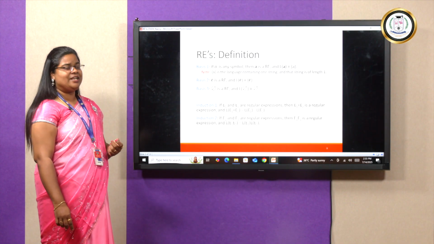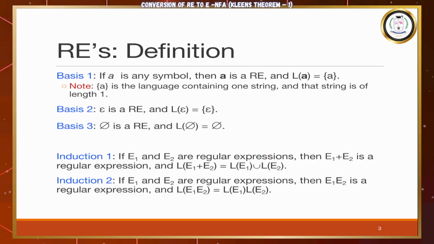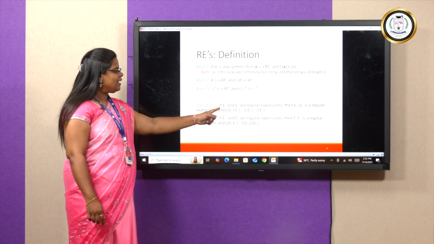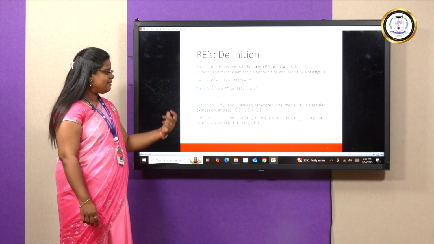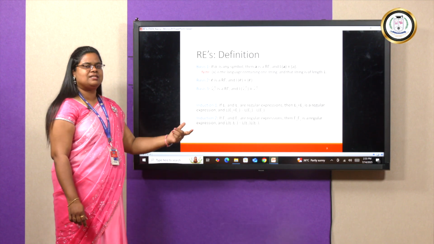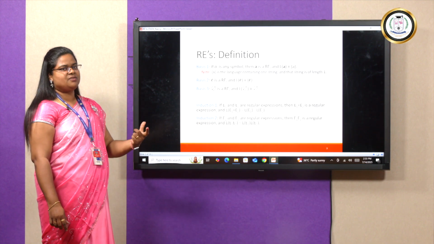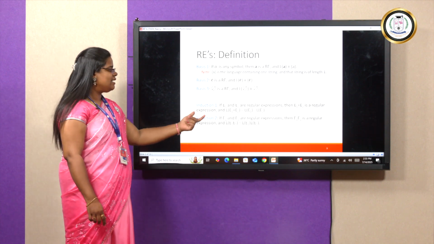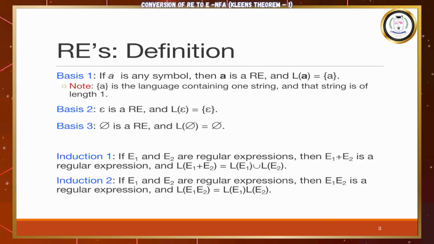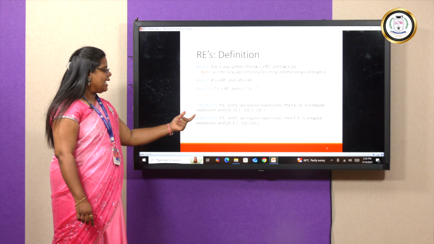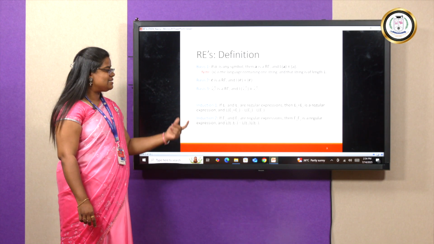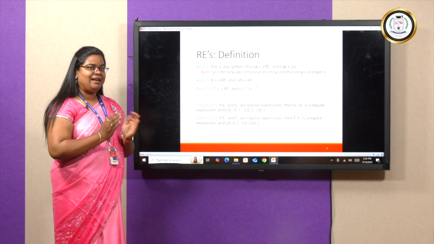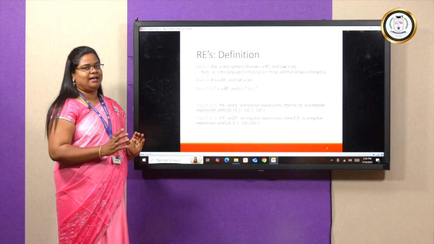There are two more functions we should know. One is the union function and the next one is the dot function. The union function, or we can call it the plus function: L of E1 plus E2 means either E1 or E2. E1 and E2 are nothing but equations, sets of strings. So either equation 1 or equation 2, or the union of both, we can consider. Then L of E1 E2 is the dot function, where E1 and E2 are the mandatory parts.